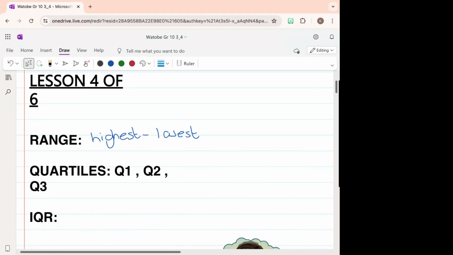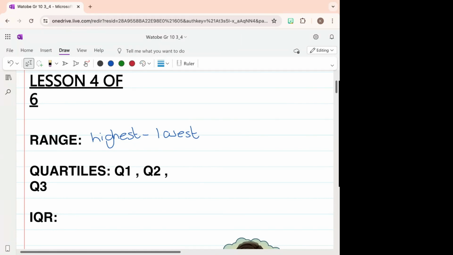All right. What do we mean when we're talking about quartiles? If we're looking at quartiles, it's almost like we're dividing our data into quarters. Quartiles, quarters. We're dividing our data into 4. Q1, also known as the first quartile, is the value below which 25% of our data falls. So 25% of our data is going to fall below Q1.